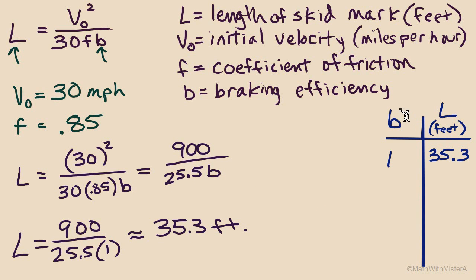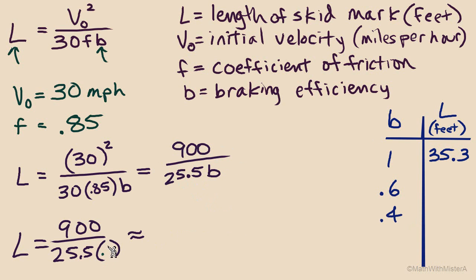So I set up a table where we have a column to list our value for B, and then a column to list the value for L, the length of the skid mark in feet. When B equals 1, we have a length of the skid mark, 35.3 feet. Now we'll go through and find values of L when B equals 0.6 and 0.4. We'll be going back to this formula for L, 900 over 25.5b, but we'll be changing the value of B.